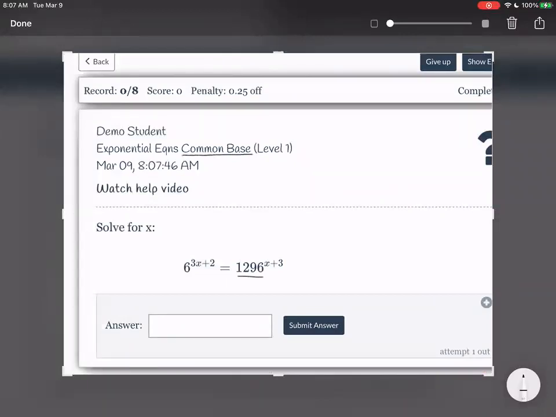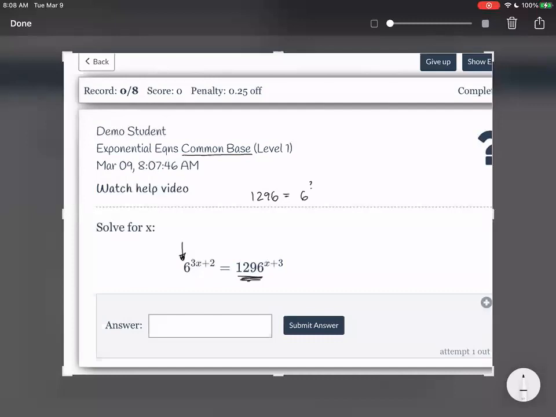So if you look at this crazy looking number, we just have to figure out what base we want this to be. And then if you look at the other side, we can see that there is a 6. Now the common base that we want is not always going to be the same base as the other side, but it usually will be, or it can give us a clue to what we want. So in this case, we have 6. So let's try to see if 1296 can be written as 6 to the power of something.